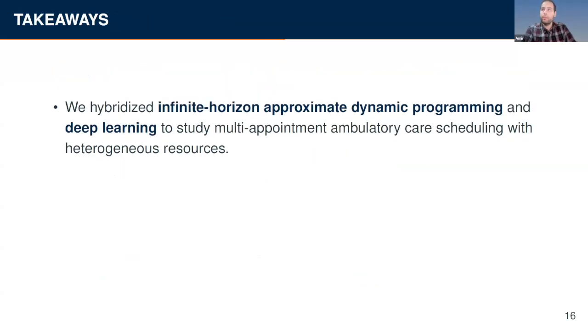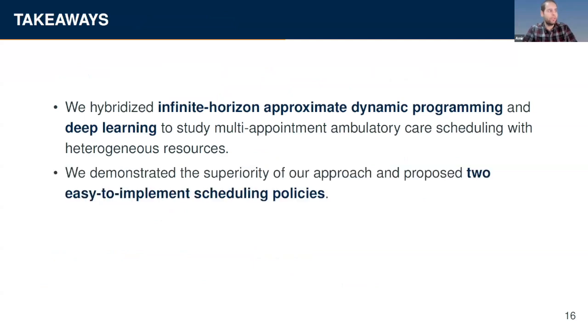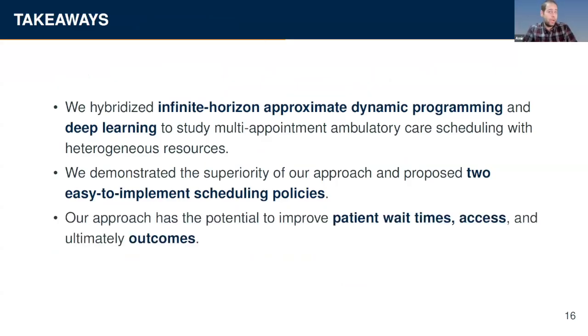All right, so what are some key takeaways here? We hybridized infinite horizon approximate dynamic programming and deep learning to study multi-appointment ambulatory care scheduling with heterogeneous resources. We demonstrated that our approach outperforms benchmark policies, and we also propose easy-to-implement scheduling policies. Assessing a case study from Ottawa Hospital, we've been able to show that our approach has the potential to improve patient wait times. It can improve access and ultimately patient outcomes as well.